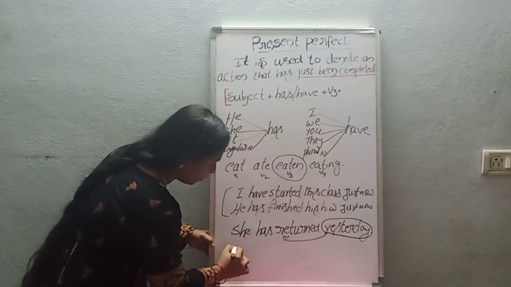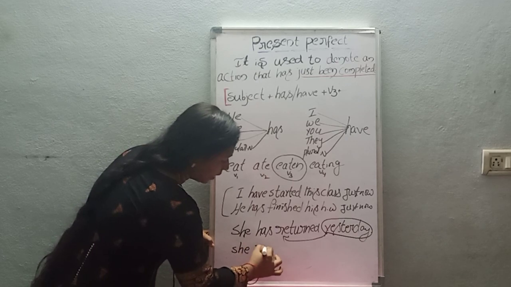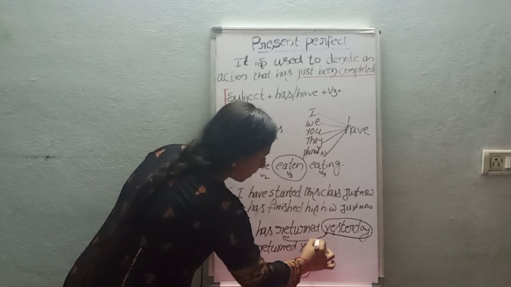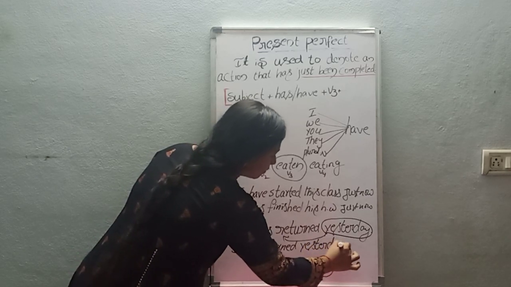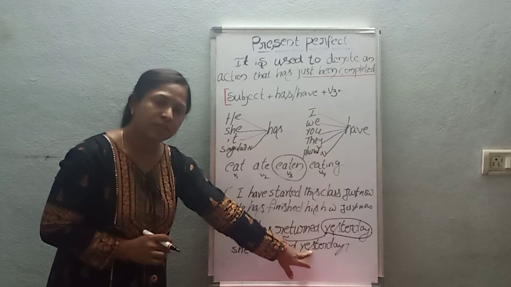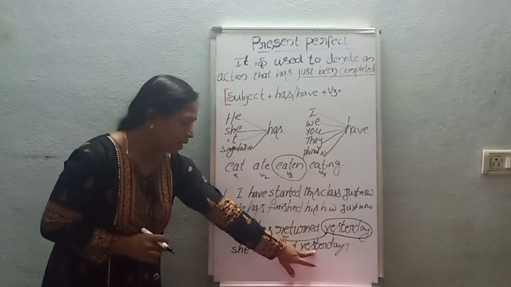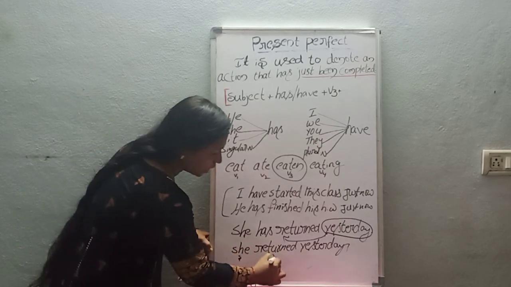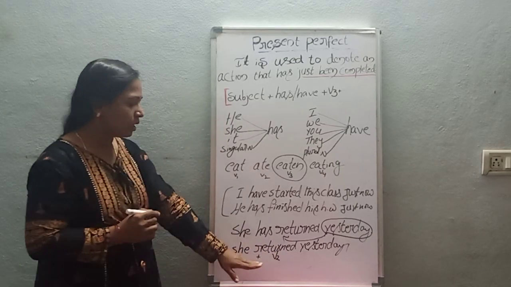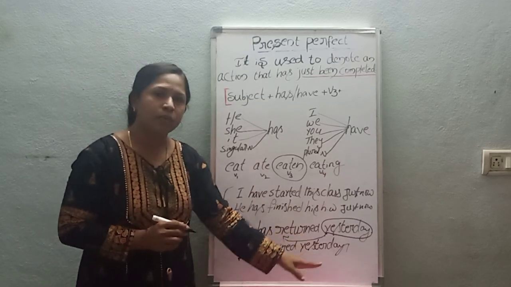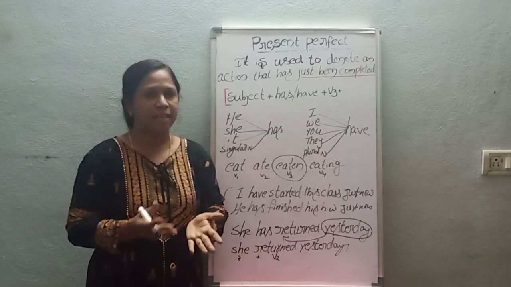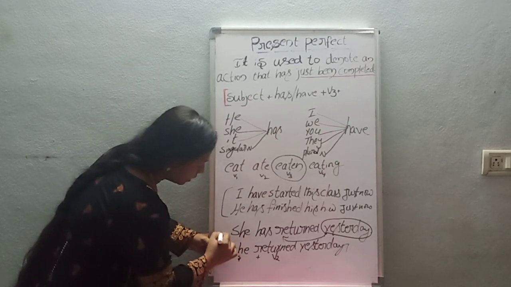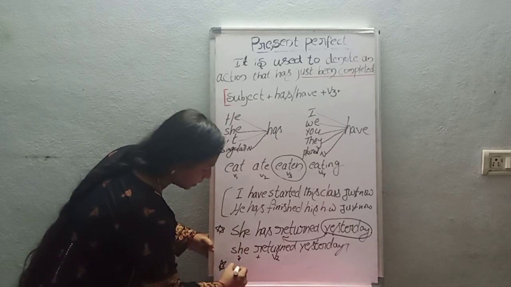So the right one is: she returned yesterday. If you want to use point of time or finished time, the sentence must be written in simple past. Simple past means subject and the verb V2. That is the simple past. And if you want to use any unfinished time like just now, recently, so far, we have to use present perfect.